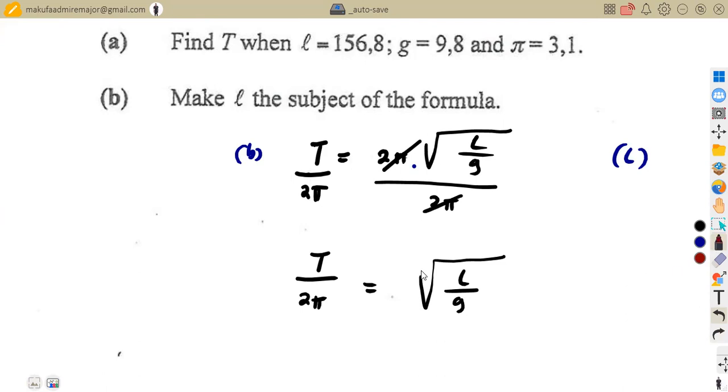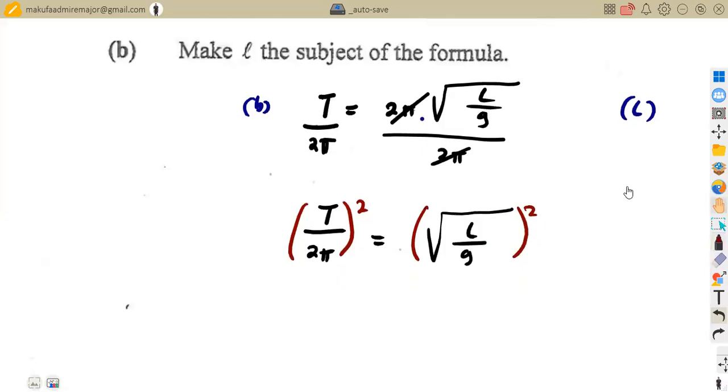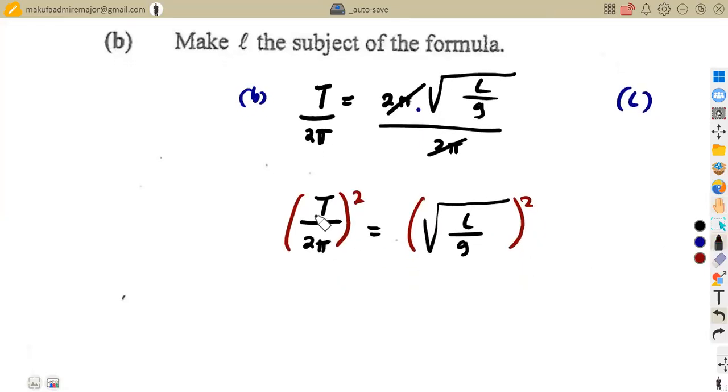So the question is, how are you going to remove the square root? You square both sides. So you're going to square here, and also you're going to square here to remove the square root. The moment you square both sides, you are getting rid of the square root. So that will be T squared. Everything is raised to the power of 2. 2 is also raised to the power of 2, which is going to be 4. Pi is also raised to the power of 2. So that will be pi squared, which is equal to, the purpose of squaring was for us to remove the square root. So the square root and the square cancel. You remain with L over G.